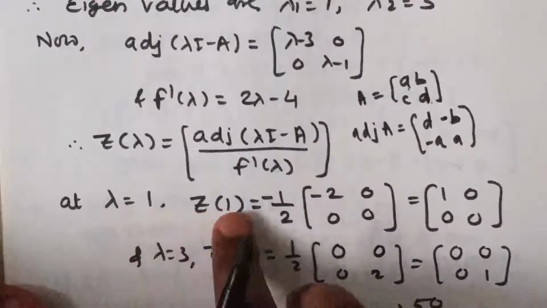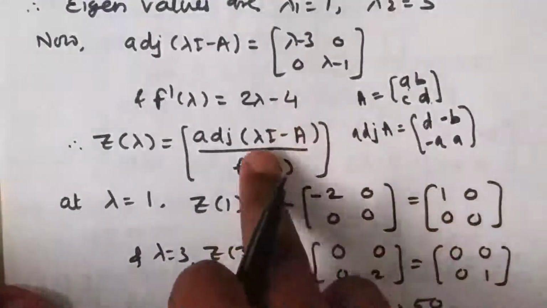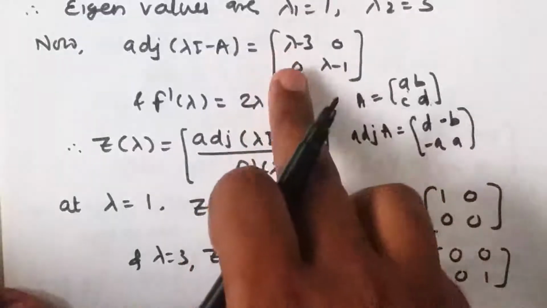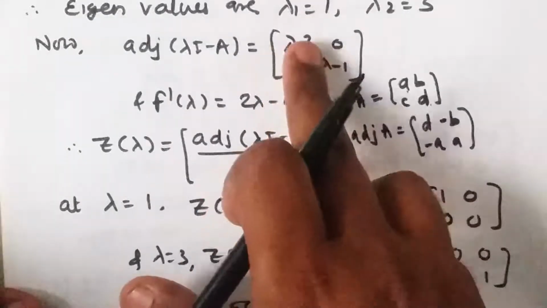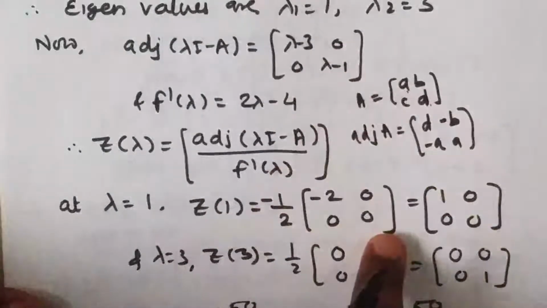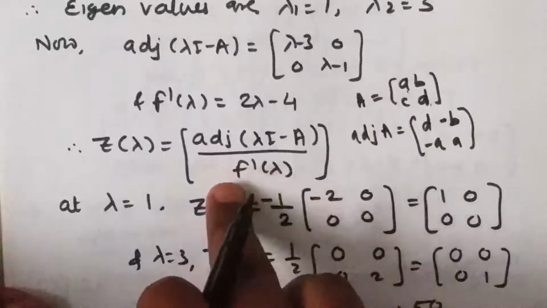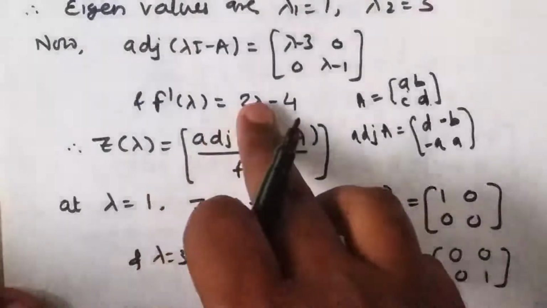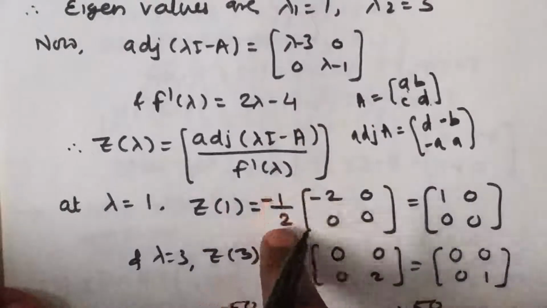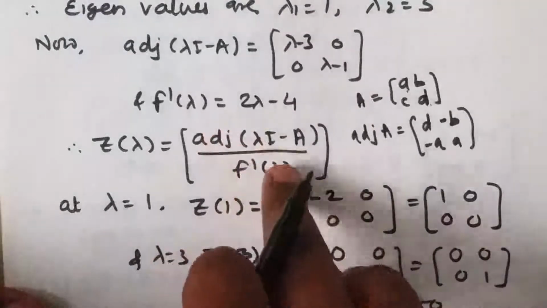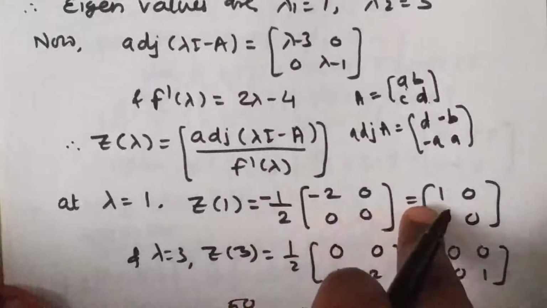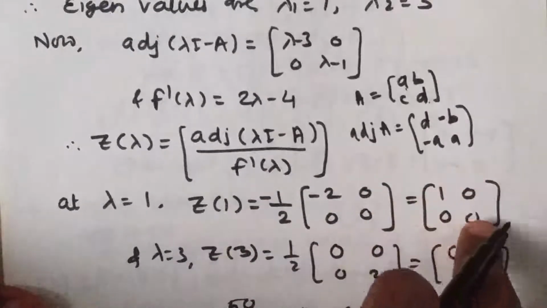So for lambda equal to 1, z of 1: if you put lambda equal to 1 in the adjoint of lambda I minus A, we get 1 minus 3, minus 2, 0, 0, 1 minus 1, 0. And f dash of lambda, if you put lambda equal to 1, 2 minus 4 is minus 2. So it is minus half, because it is in the denominator, 1 by minus 2. So minus half into this matrix, finally it will be equal to 1, 0, 0, 0.